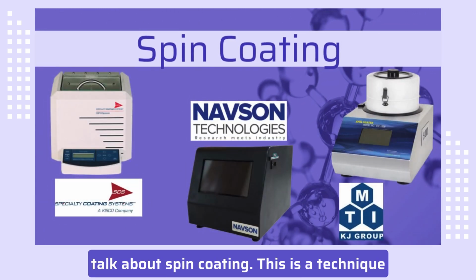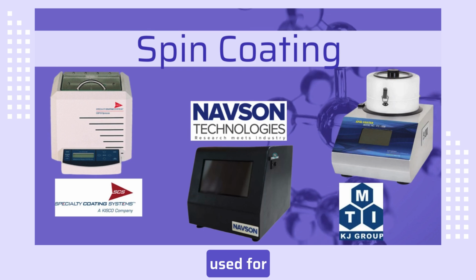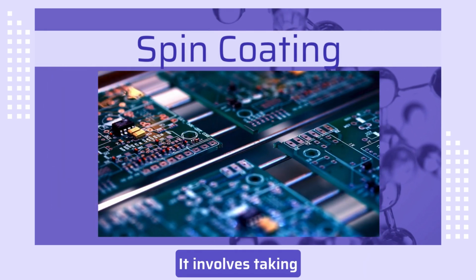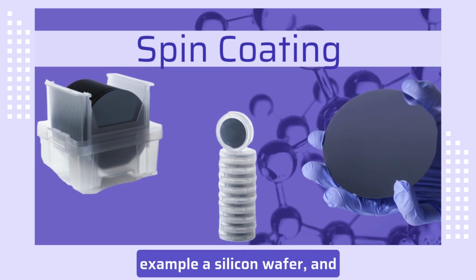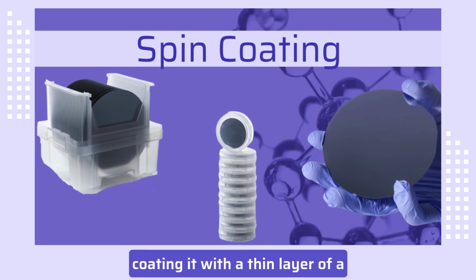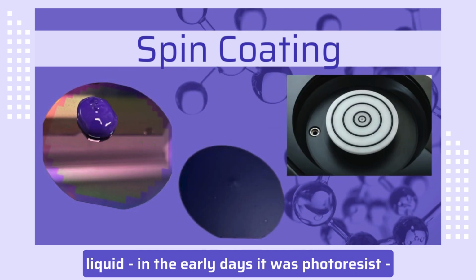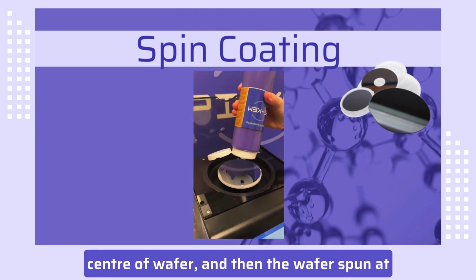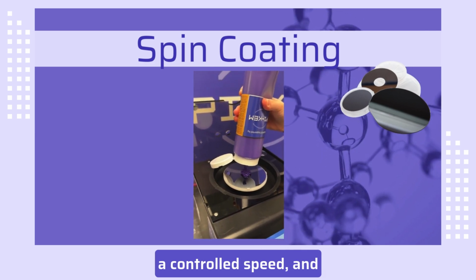So let's talk about spin coating. This is a technique used for semiconductor research typically. It involves taking typically a circular substrate, for example a silicon wafer, and coating it with a thin layer of a liquid. In the early days it was photoresist, and that liquid would be pulled into the centre of the wafer, and then the wafer spun at a controlled speed.